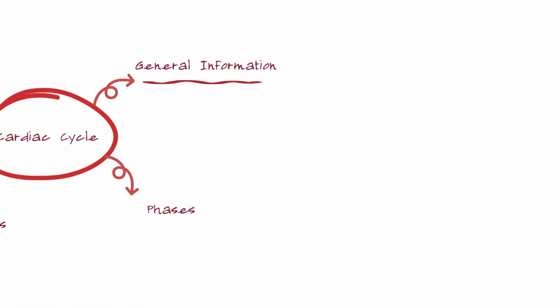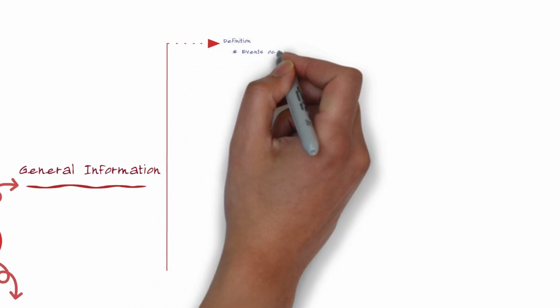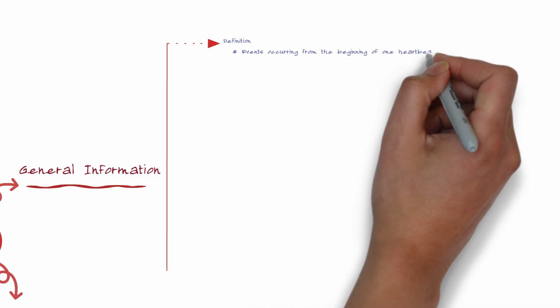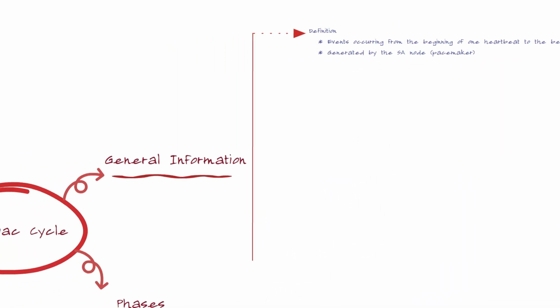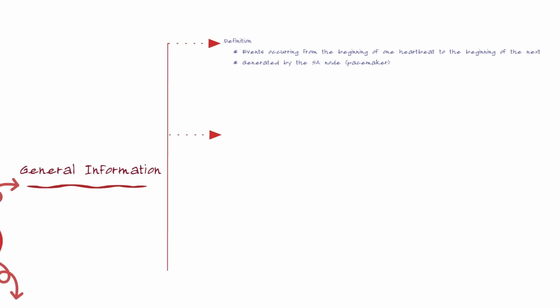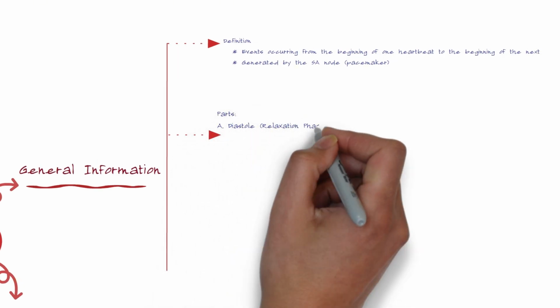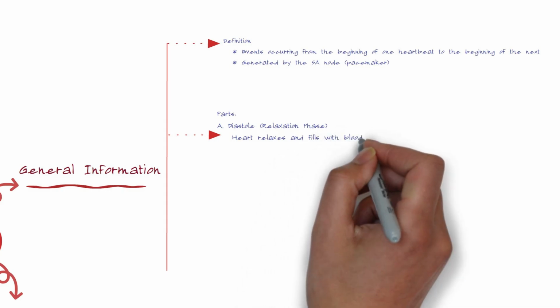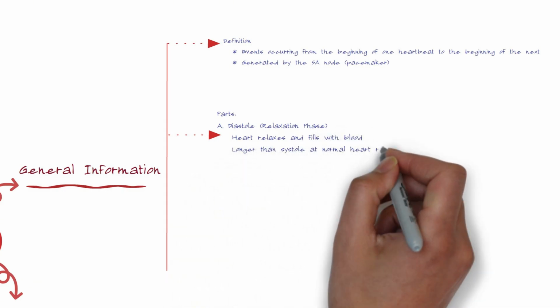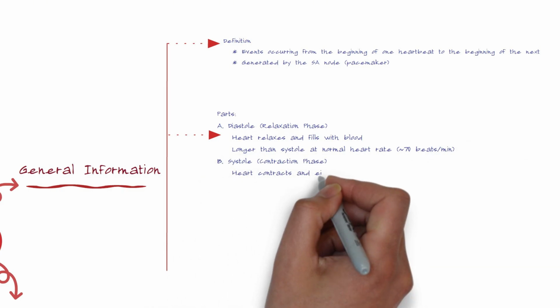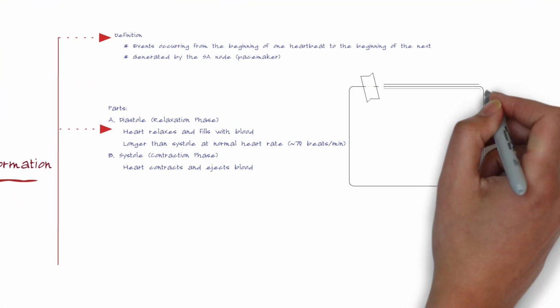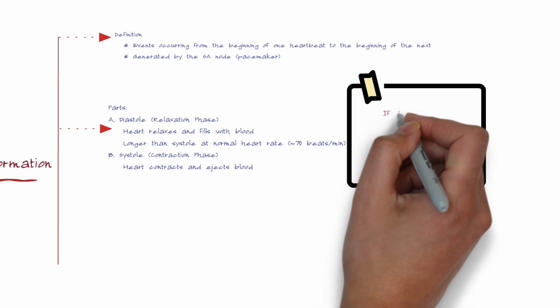Let's begin with the definition. The cardiac cycle simply is the events that occur from the beginning of one heartbeat to the beginning of the next heartbeat, and it's generated by the SA node, which is acting as a pacemaker for the heart. So, what about the cardiac cycle itself? It has two main parts. First, the diastole, in which the heart is relaxed, so the ventricle fills with blood. It's longer than the systole when the heart rate is normal, around 70 beats per minute. The systole is when the ventricle contracts, so the blood is ejected to the arteries.